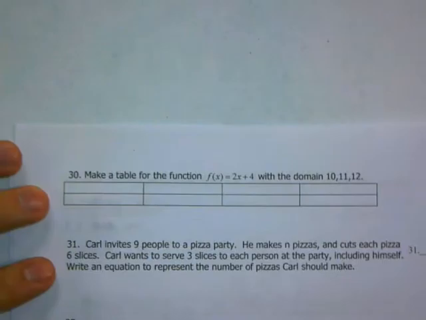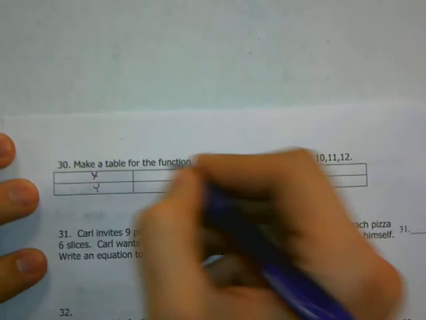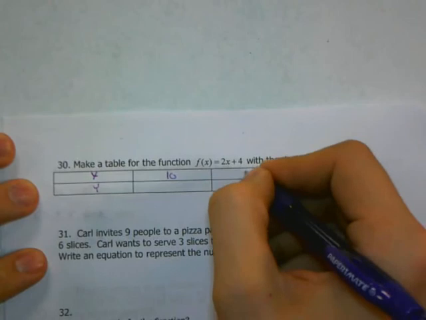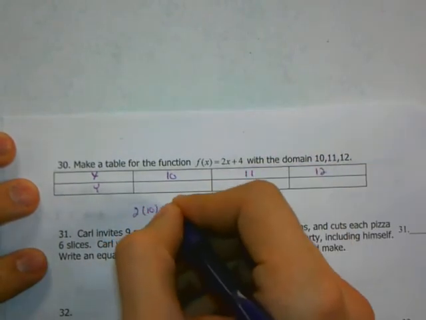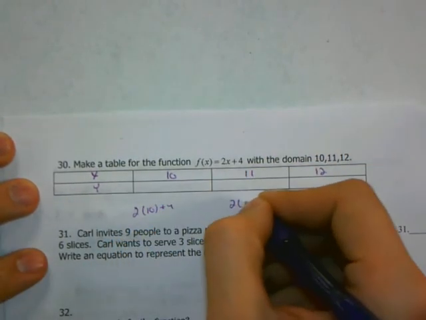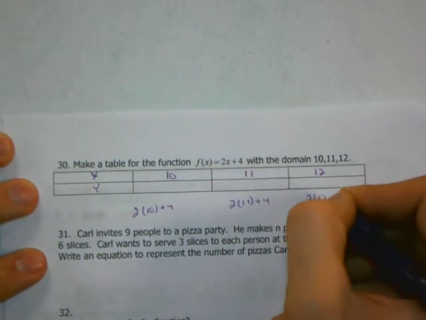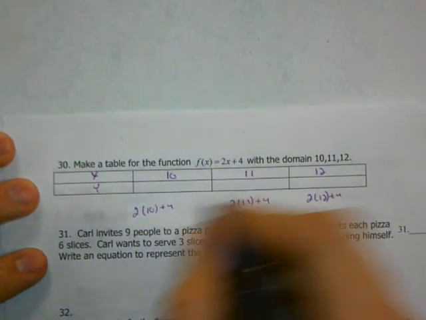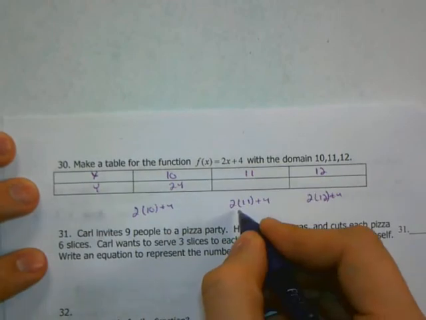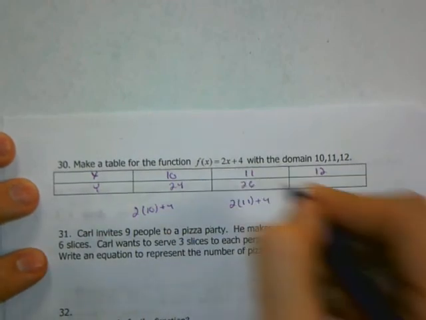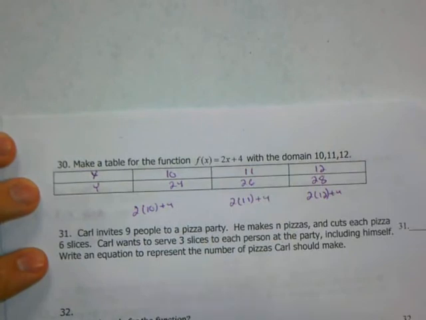We're going to make a table. X and Y, they give us the domain of 10, 11, and 12. And then for the range, you're just going to take and fill in that value for X. So 2 times x plus 4. So 2 times 10 is 20, plus 4 is 24. 2 times 11 is 22, plus 4 is 26. 2 times 12 is 24, plus 4 is 28.